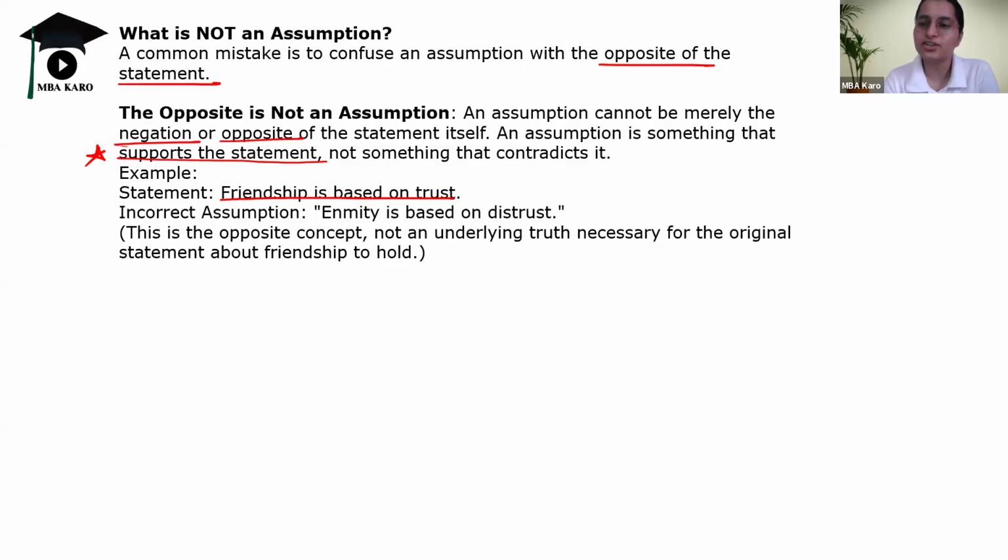Here we are talking about friendship. Okay, we are not talking about enmity. So this is the opposite concept. Enmity is an opposite concept, not an underlying truth necessary for the original statement about friendship to hold. So what is the original statement? It is about friendship. They are talking about friendship that is based on trust. They are not talking about enmity, right?